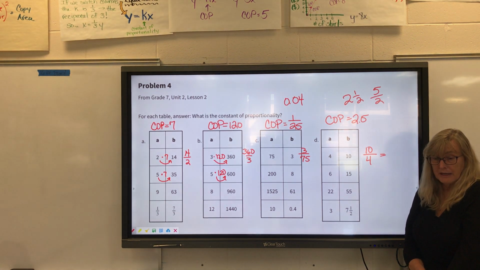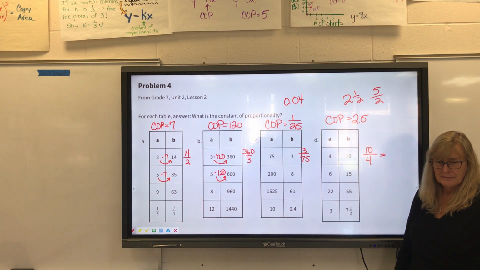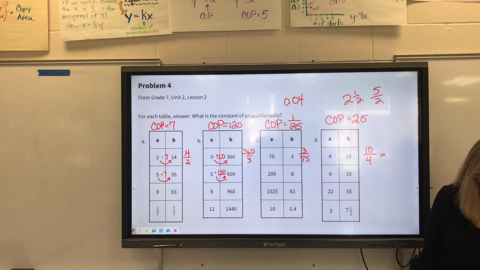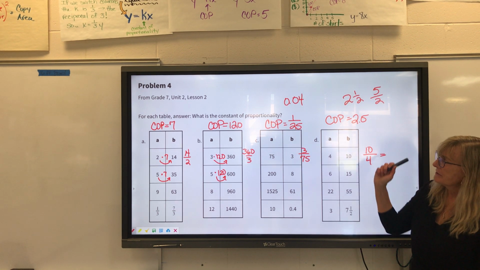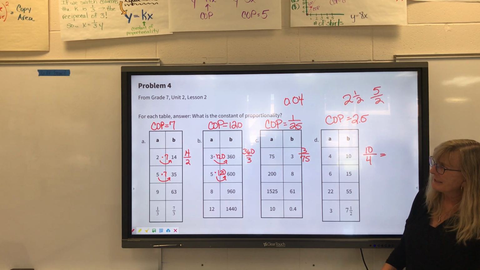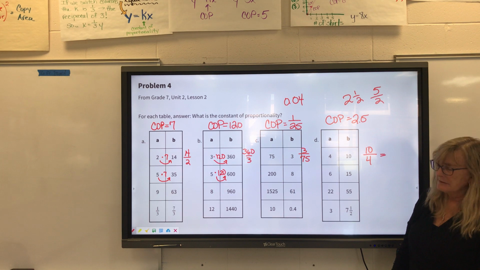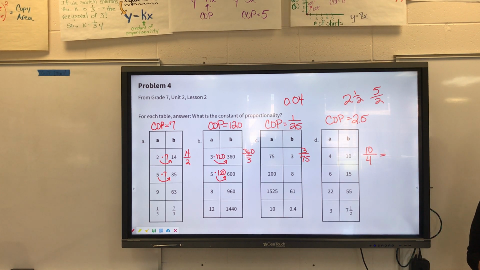All right, we ready to move on? Who needs more time? Do we have to write down all the COPs when we actually take the quiz on it? Yes, you have to write down all the COPs. It'll say table A COP equals, table B COP equals, C and D. Take a screenshot if you need to.